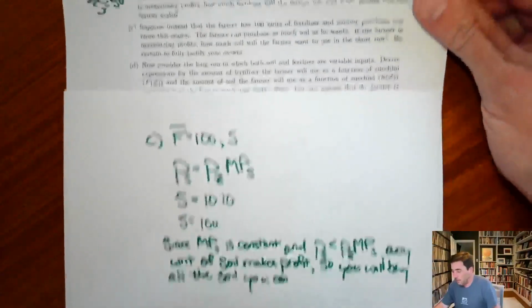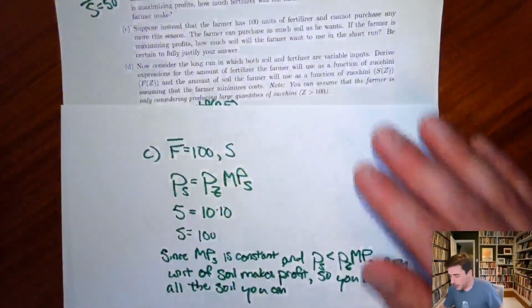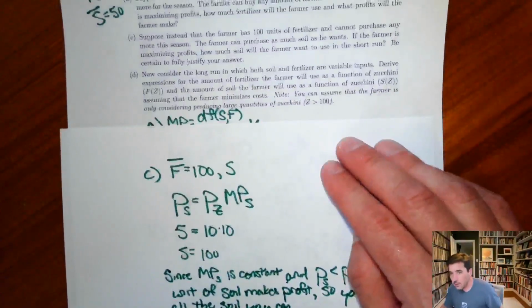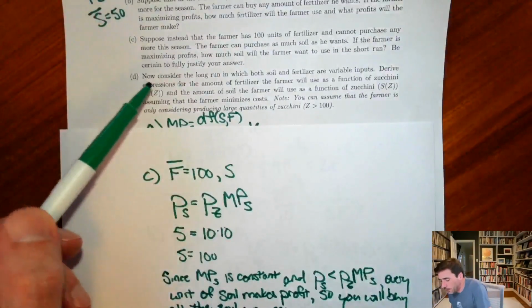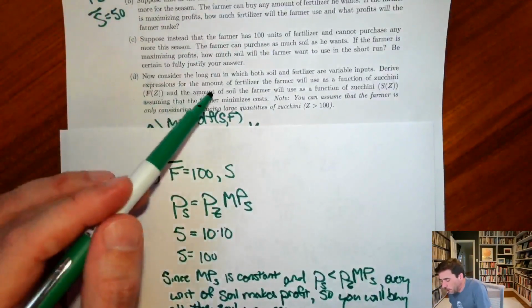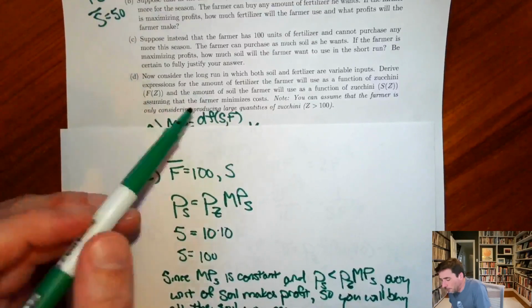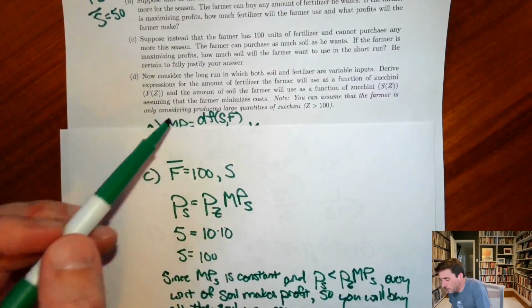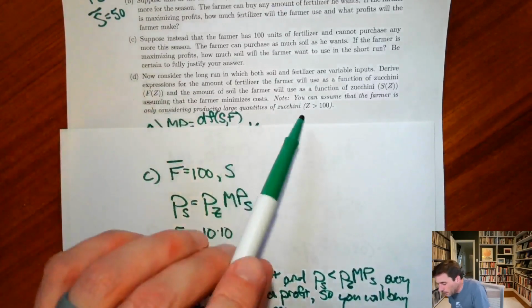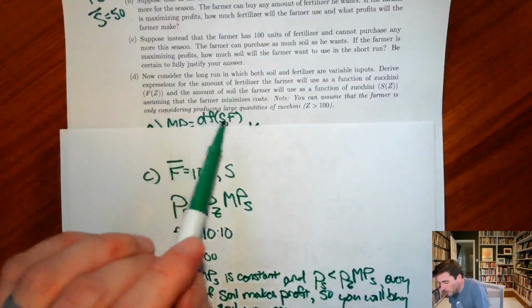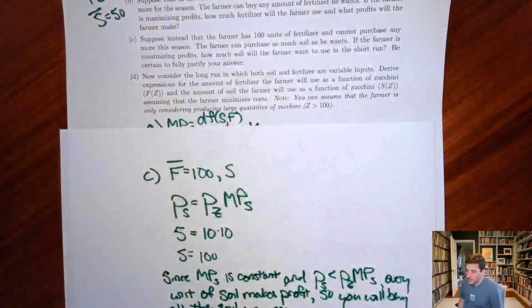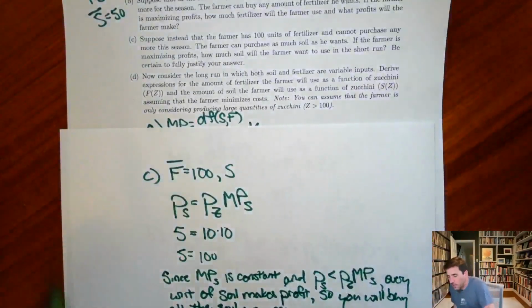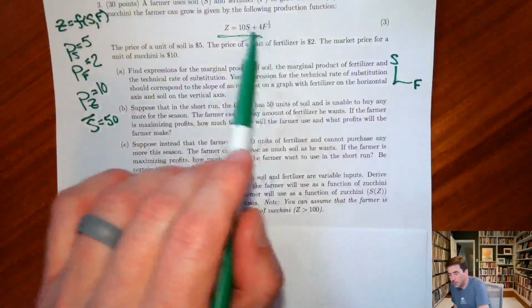Okay, so moving on to part D. Now consider the long run in which both soil and fertilizer are variable inputs. Derive expressions for the amount of fertilizer the farmer will use as a function of zucchini and the amount of soil the farmer will use as a function of zucchini. Note, you can assume the farmer is only considering producing large quantities of zucchini, so Z greater than 100. That little note is just a little side product of the oddity of having one of these quasi-linear functions. You don't need to worry about that. Okay.